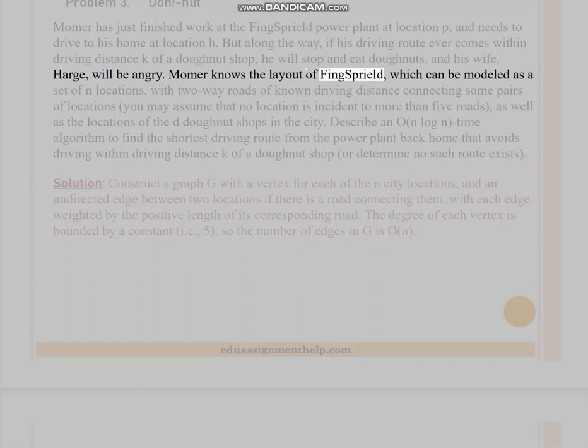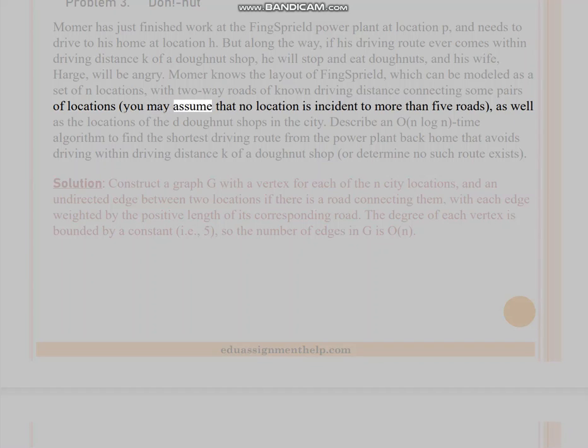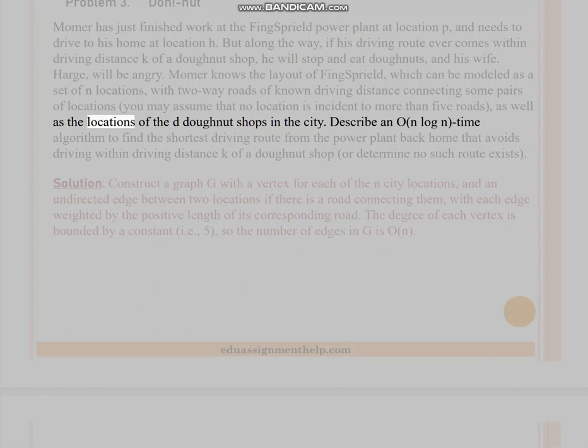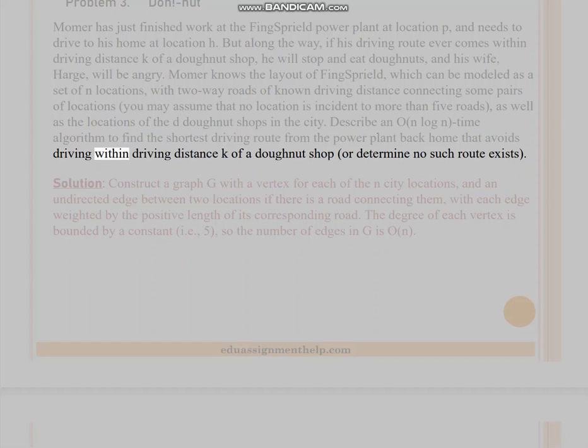Momer knows the layout of Pfingstbrield, which can be modeled as a set of n locations, with two-way roads of known driving distance connecting some pairs of locations. You may assume that no location is incident to more than 5 roads, as well as the locations of the D donut shops in the city. Describe an O(n log n) time algorithm to find the shortest driving route from the power plant back home that avoids driving within driving distance K of a donut shop, or determine no such route exists.